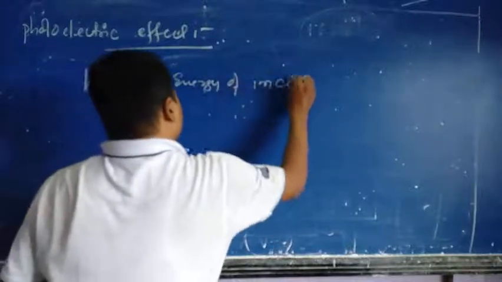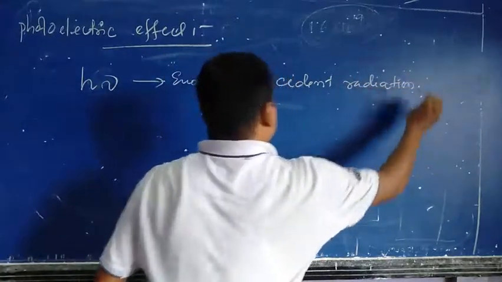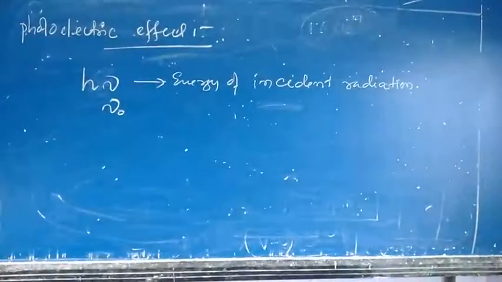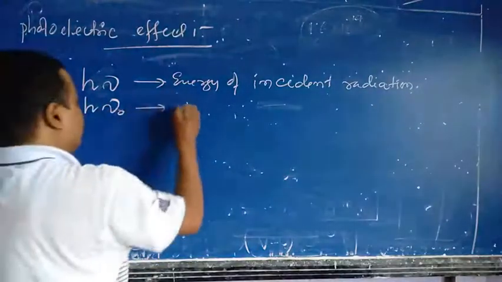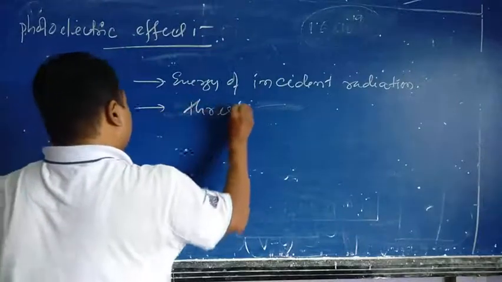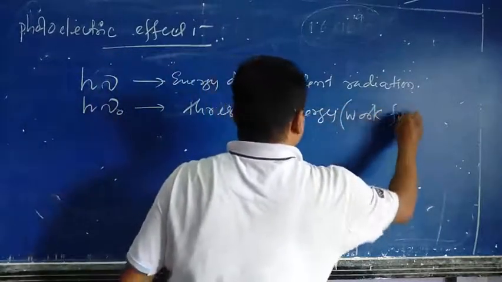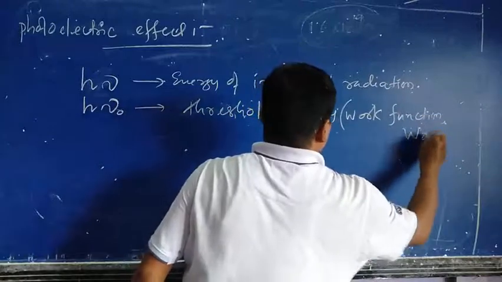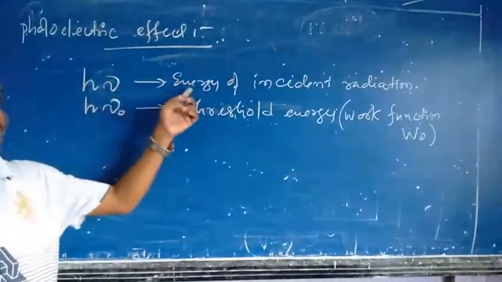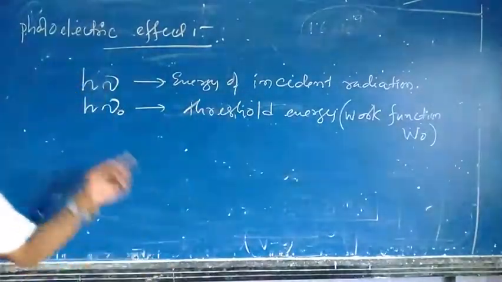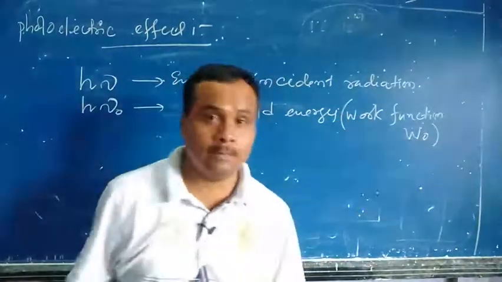So h nu, this is energy of incident radiation. Incident radiation means radiation strikes the metal surface. Nu naught is the threshold frequency. When threshold frequency is multiplied by Planck's constant h, then this is known as threshold energy. Threshold energy is also known as work function, and it is denoted by the symbol W naught. So h nu is the energy of the incident radiation, and h nu naught is known as threshold energy, also known as work function, denoted by W naught.